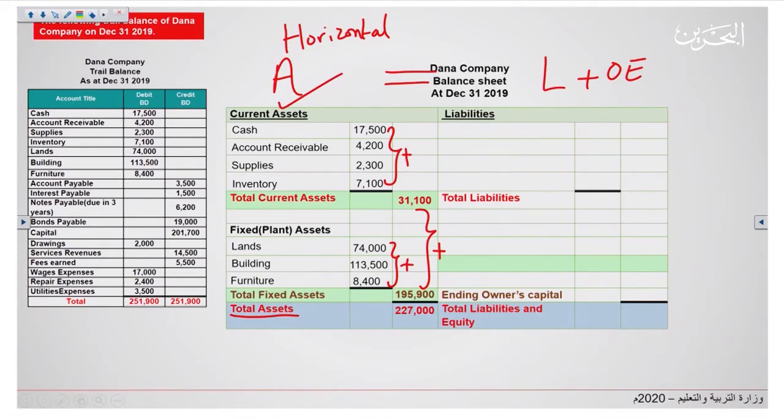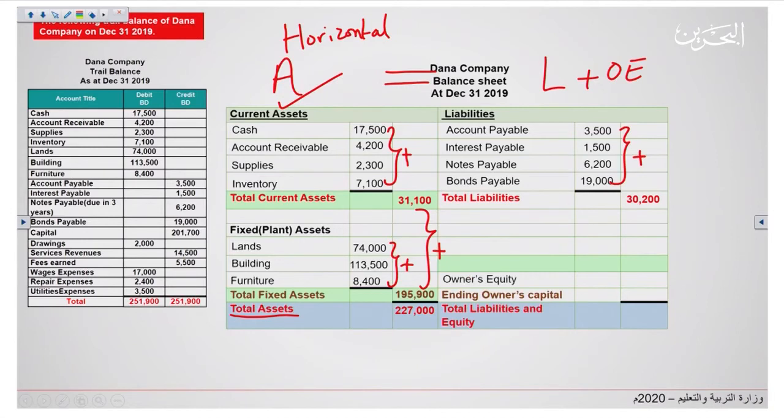Now we will start with the liability and owner's equity side. We will list the accounts payable, interest payable, notes payable, and bonds payable. We will calculate the total of liabilities and we will get 30,200 BD, which is the total of liabilities.